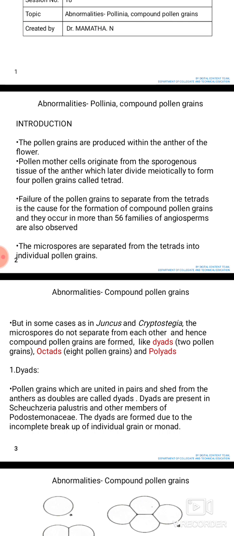The pollen mother cells originate from sporogenous tissue of the anther, which later divide meiotically to form pollen grains called tetrads. Failure of the pollen grains to separate from the tetrads is a cause for formation of compound pollen grains, and they occur in more than 56 families of angiosperms.